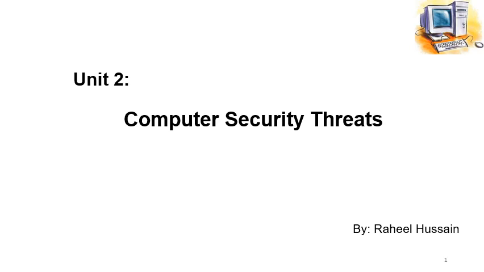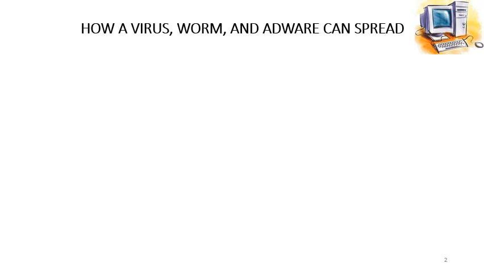Students, we are in unit 2, that is computer security threats. In the last lesson we discussed some of the computer security threats, which include worms, adwares, viruses and hackers, etc. In today's lesson we will see how these security threats spread in our computer. How a virus, worm and adware can spread.